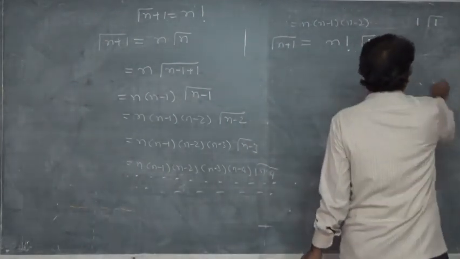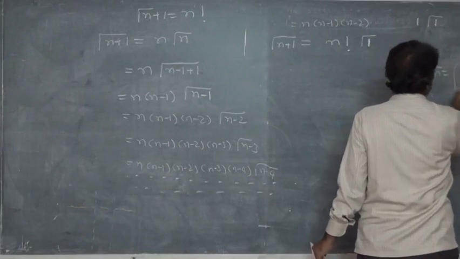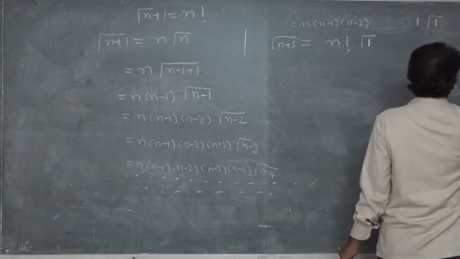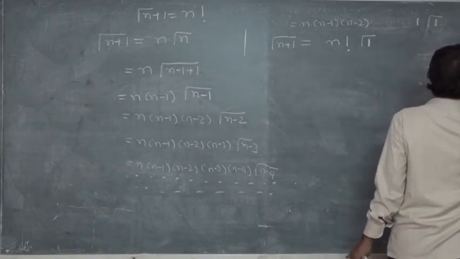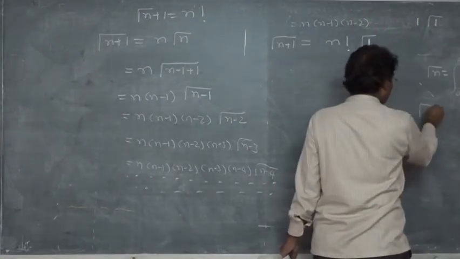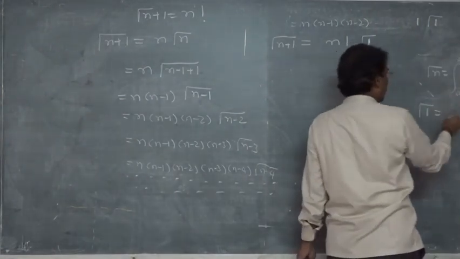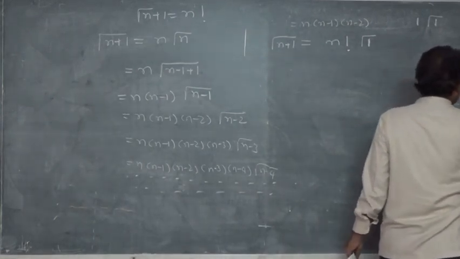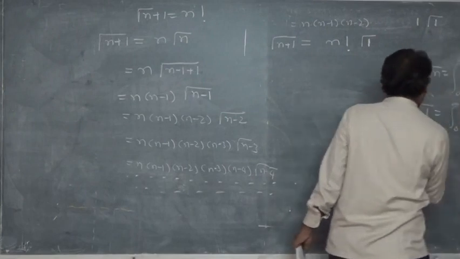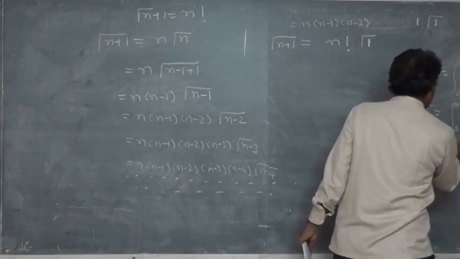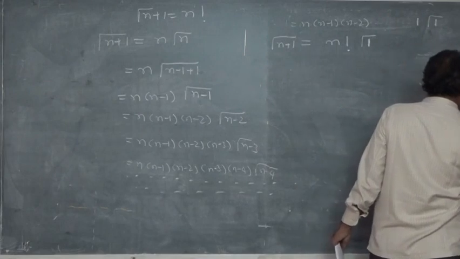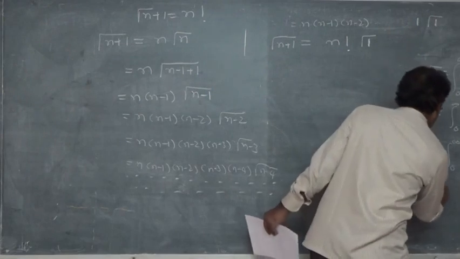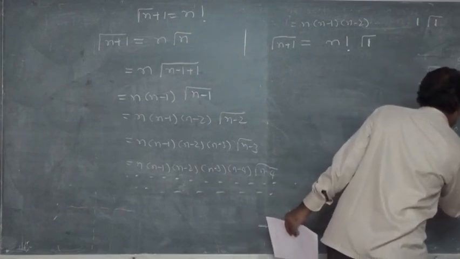Now just to define, gamma n is equal to integral 0 to infinity x raised to n minus 1 e raised to minus x dx. In the similar way, gamma 1 is equal to, put n equal to 1, so 0 to infinity x raised to 1 minus 1 e raised to minus x dx, or gamma 1 is equal to 0 to infinity x raised to 0 e raised to minus x dx. X raised to 0 is 1. So now this becomes 0 to infinity e raised to minus x dx.